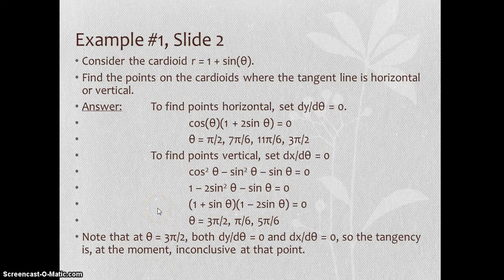So one thing to note is that at 3 pi over 2, both dx/d theta and dy/d theta are equal to 0. So at that point, the type of tangency, whether horizontal, vertical, or otherwise, is inconclusive. But we can conclude that we have horizontal tangents at pi over 2, 7 pi over 6, and 11 pi over 6, because dy/d theta is equal to 0, but dx/d theta is not. And at pi over 6 and 5 pi over 6, we have vertical tangents because dx/d theta is equal to 0 there, but dy/d theta is not.